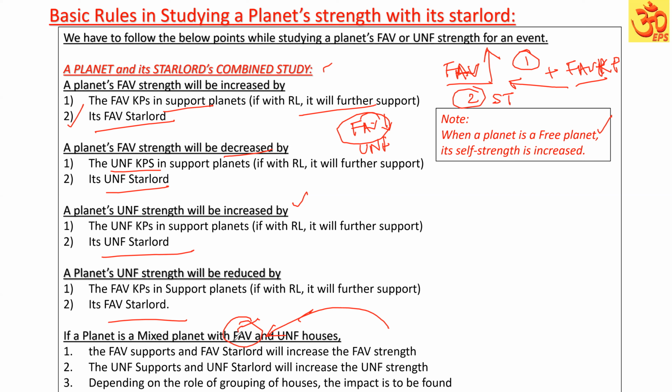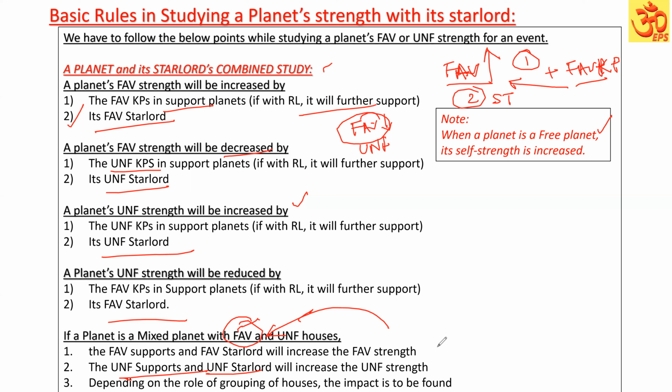And if that mixed planet is in the nakshatra of a favorable star lord, the mixed planet's favorable strength will be increased by the favorable star lord, and its unfavorable strength will be reduced by the favorable star lord. Similarly, for a mixed planet with favorable and unfavorable houses, unfavorable supports and an unfavorable star lord will increase the unfavorable strength. I hope you would have understood the logic. Only for that am I trying to explain.